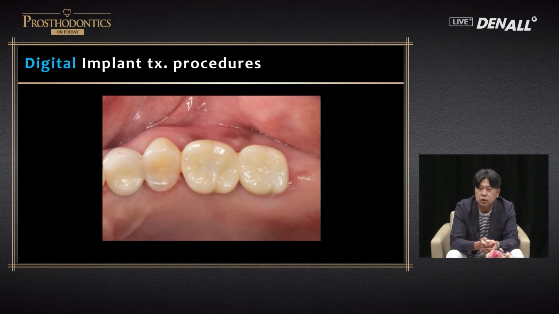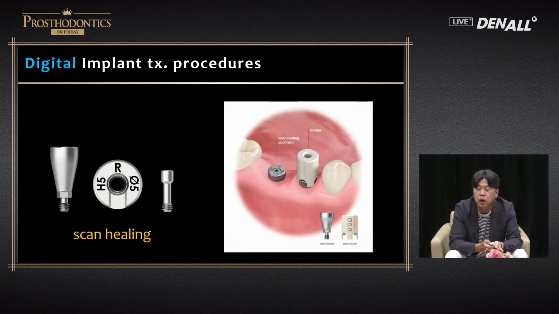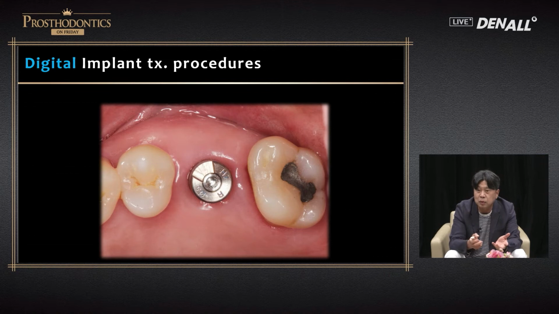And the scan healing abutment is simpler to use. It can serve as a healing body, so it's short. It is equivalent to the transfer coping in analog impression taking, which is easier to use. So there are many different approaches. The height of the healing abutment is very low.